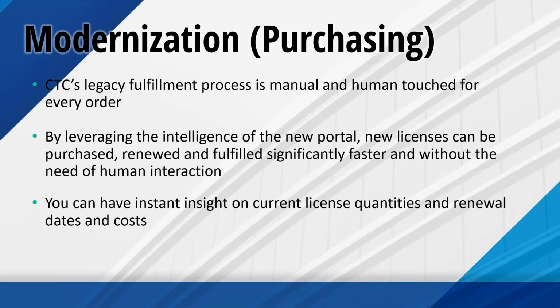That's all manual. But in this case, by leveraging the intelligence of this new portal, these new licenses can be purchased, renewed, fulfilled, in almost all cases, immediately. I had a guy this morning buy a license and instantly got that license associated to their account. There wasn't really a need for human interaction. It just saves time, okay? So you can have this instant access and instant insight on the current license quantities, renewal dates, costs. We want to make sure you know all that information up front.